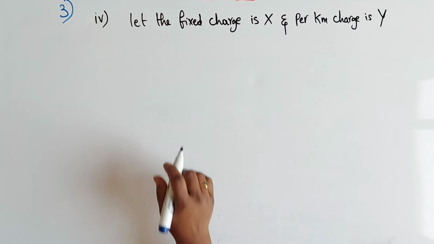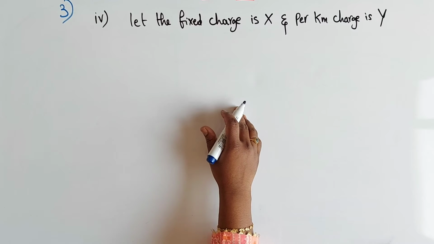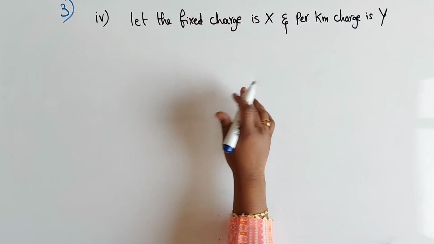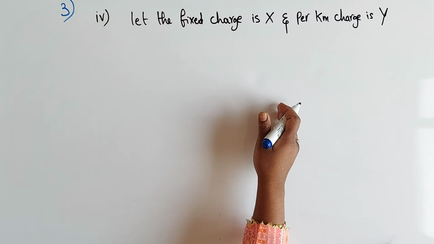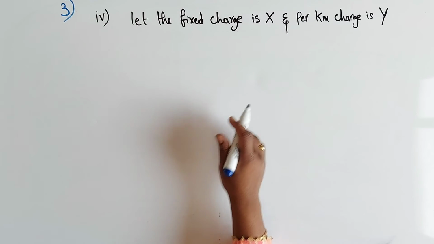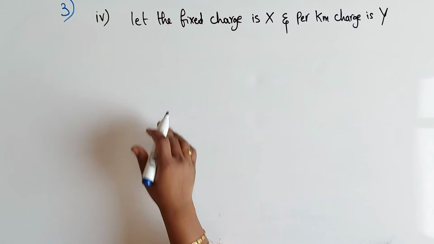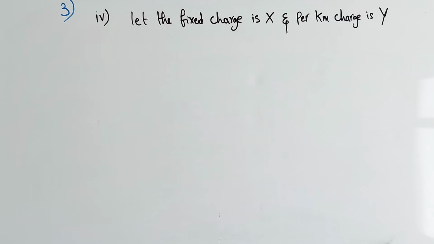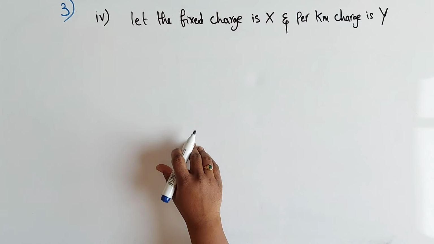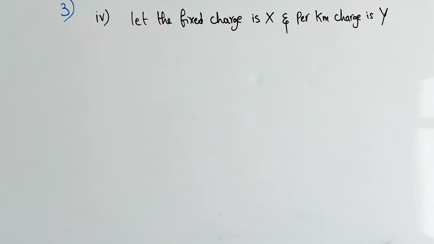Fourth one, children. The taxi charges in a city consist of a fixed charge together with the charge for distance covered. For a distance of 10 kilometers, the charge paid is 105 rupees. And for a journey of 15 kilometers, the charge paid is 155 rupees. What are the fixed charges and the charge per kilometer? How much does a person have to pay for traveling a distance of 25 kilometers?